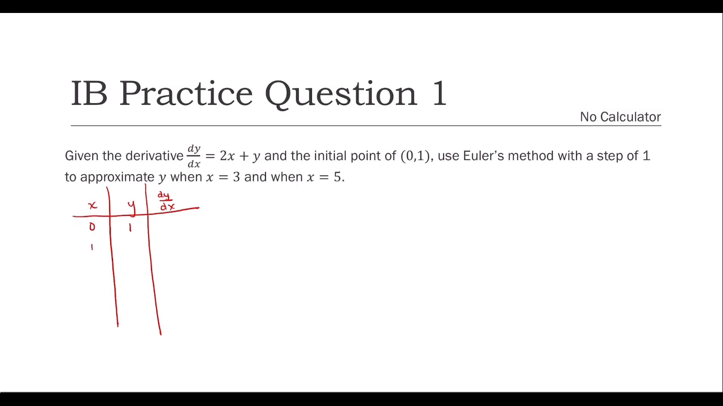So we'll have 1, 2, 3, 4, 5. And we want to find this value here and this value here. So dy/dx equals 2x plus y. So our dy/dx when x is 0 and y is 1 is going to be dy/dx equals 2 times 0 plus 1, so that's 1.